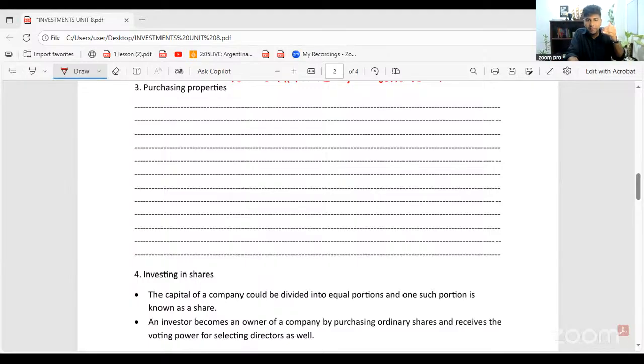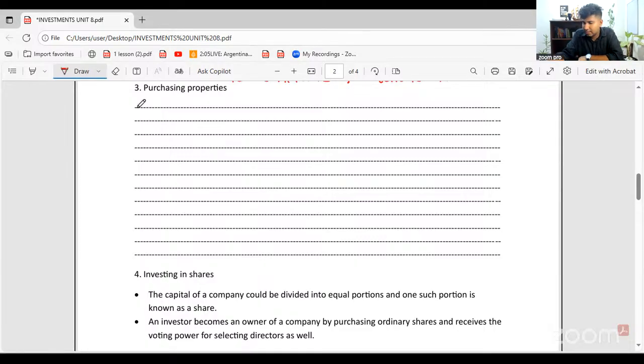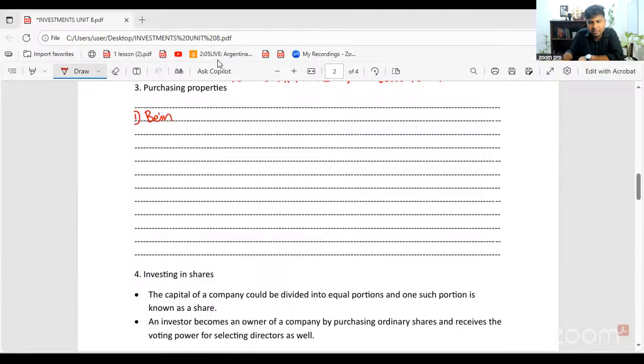Now, you can purchase properties and then earn money out of it, by giving it on rent, by giving it on lease, and many other methods. Now we'll write down purchasing properties. Over here, what are the benefits? Ability to utilize. Number one is being the owner of the property. You are like the owner, like the boss of that property. Did you all understand? Yes, I'll be giving a break.